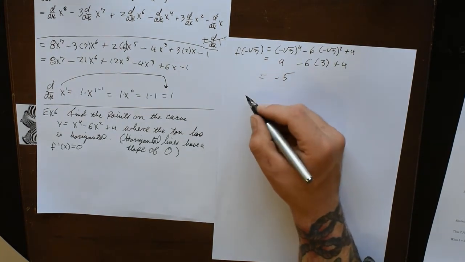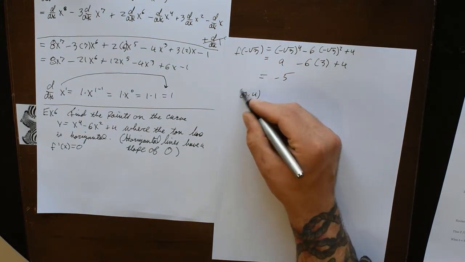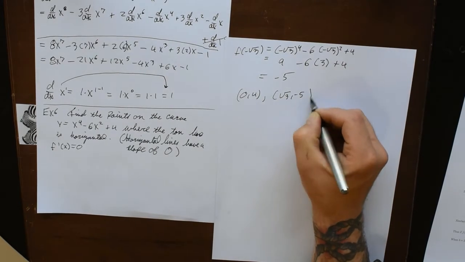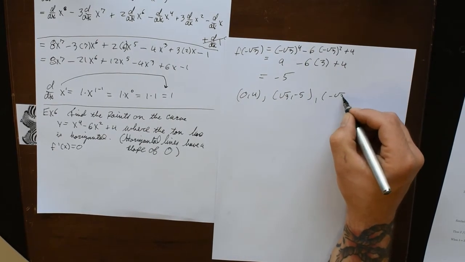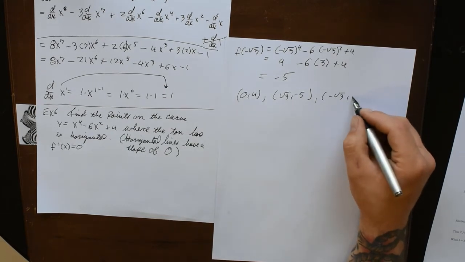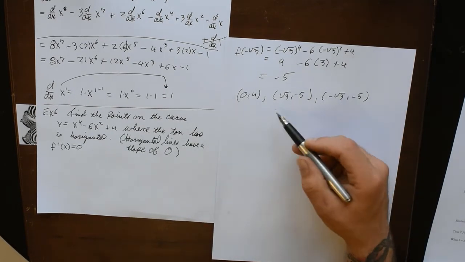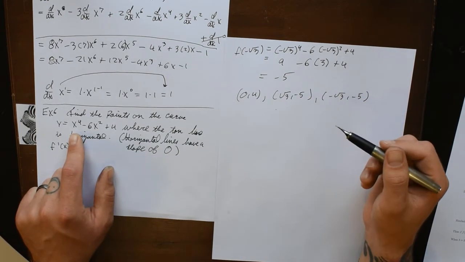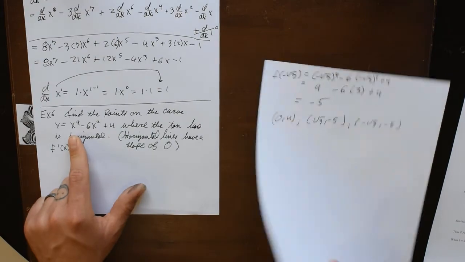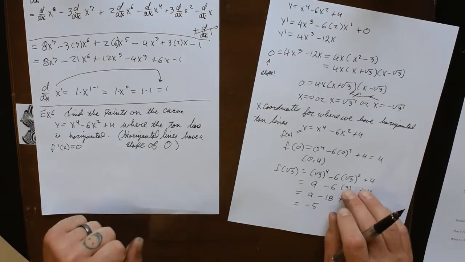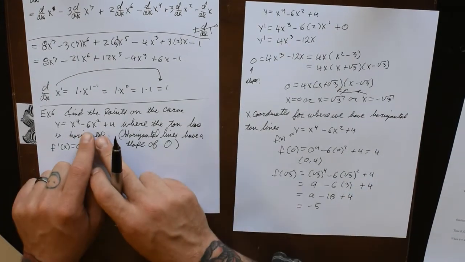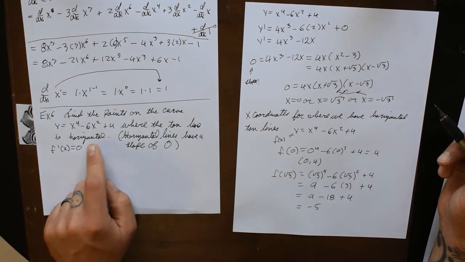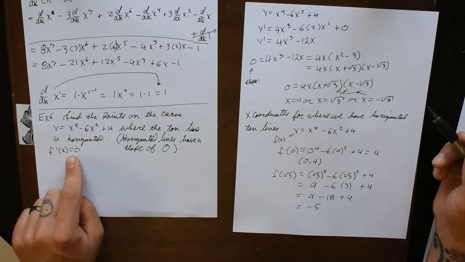So we've got 3 points. We've got the point 0, 4, and we've got the points positive square root of 3, negative 5, and negative square root of 3, negative 5. Those are the only 3 points on this curve that have a horizontal tangent line. This has got a lot of elements floating around. We have this equation. Wherever we have a horizontal tangent line, we know that the derivative is equal to 0.